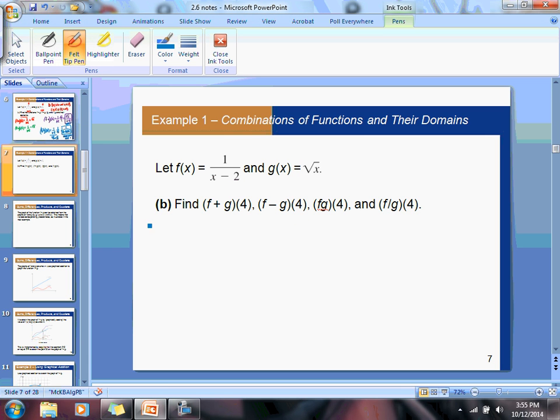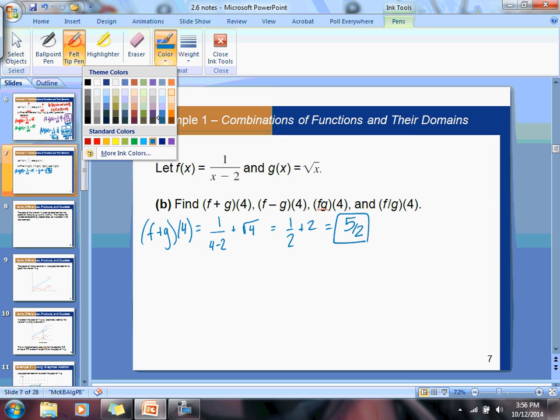Okay. So for f plus g of 4, f plus g on the previous slide was just 1 over x minus 2, so now that'll be 1 over 4 minus 2 plus the square root of 4. So that's going to be 1/2 plus 2, so 2.5 or 5/2. Okay. Get used to writing things as improper fractions.